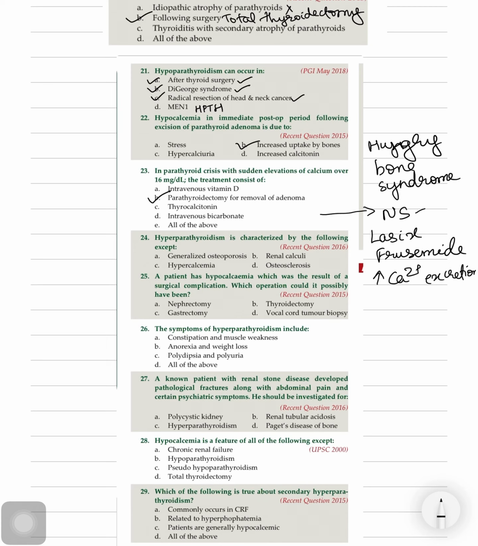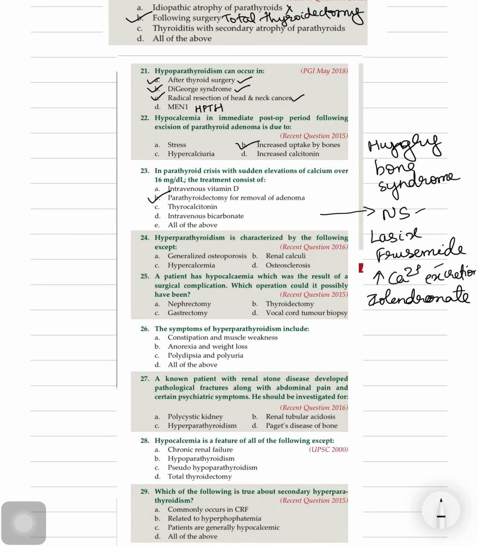This is for dehydration and this is to increase the calcium excretion, and you can even give zoledronate. Zoledronate is nothing but a bisphosphonate which will reduce the osteoclastic activity.